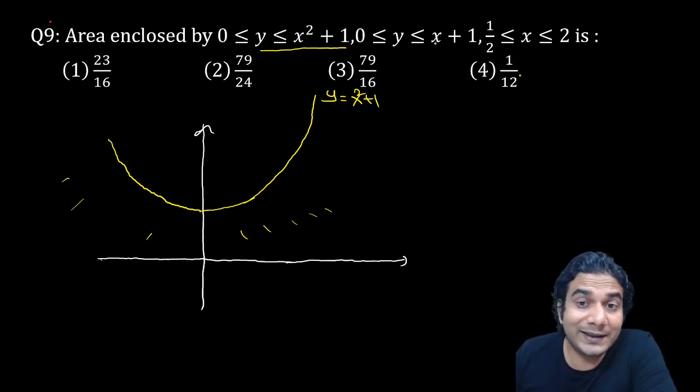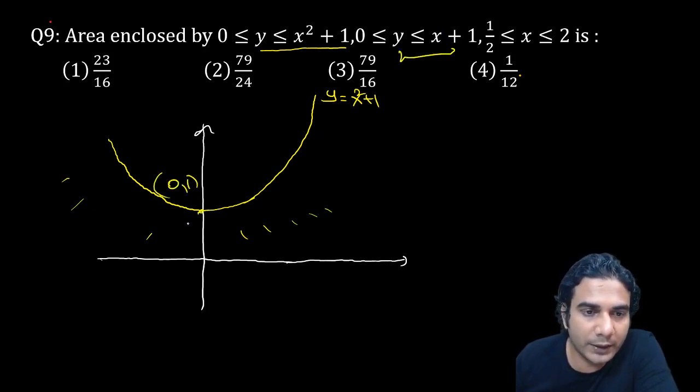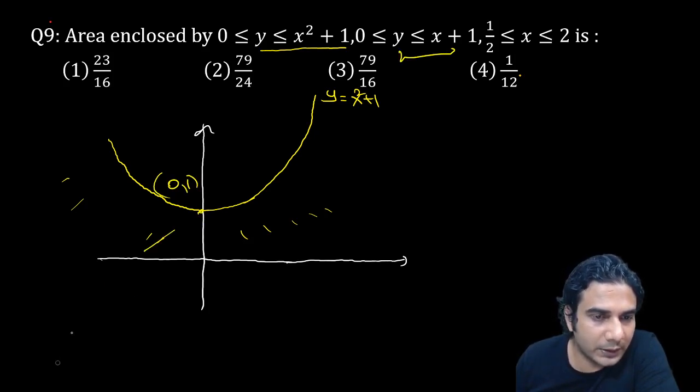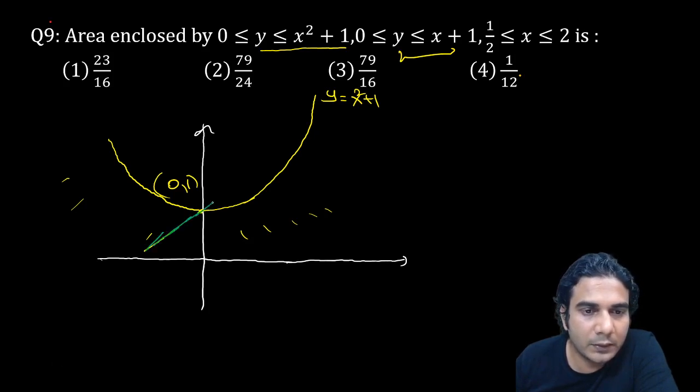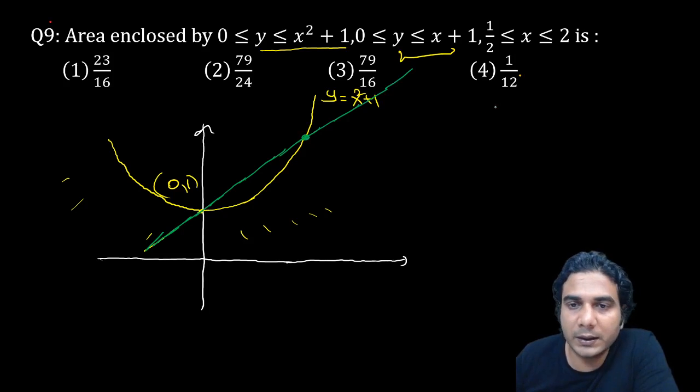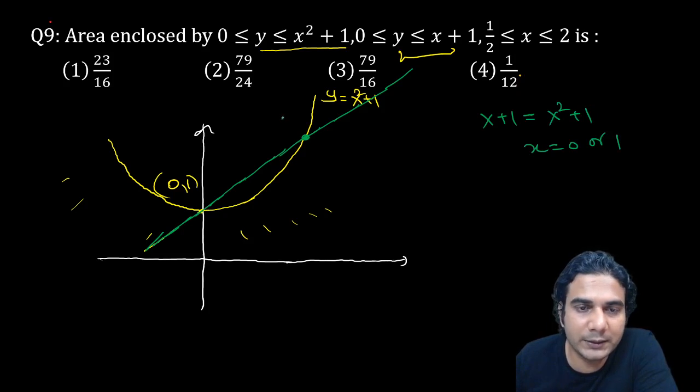Now, second one is y is less than this line as well. So what is this line? If I see this line y is equal to x plus 1, it is passing through this same point 0, 1. So you can draw this line like this. Let me use some other color. All right. So the line is like this. And first of all, solve it and find where this line is cutting this parabola. So x plus 1 is equal to x square plus 1. And you can see x is equal to 0 or 1. You're getting 2 points. So this point is 1 comma 2.